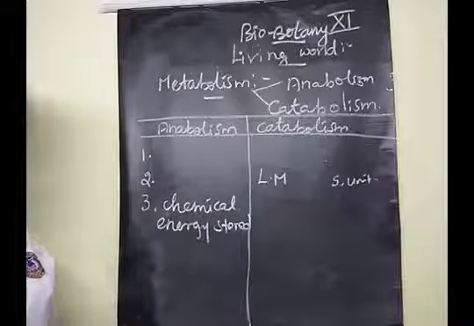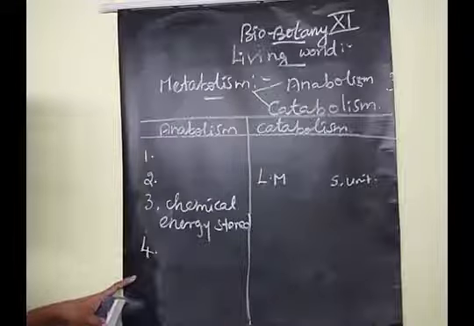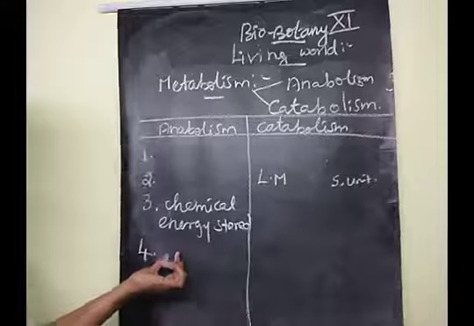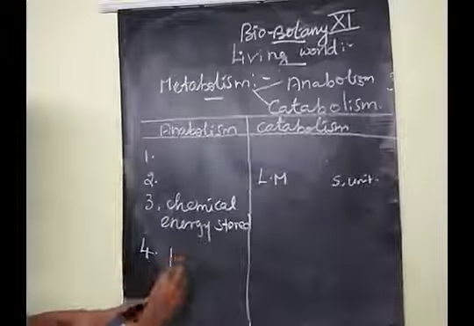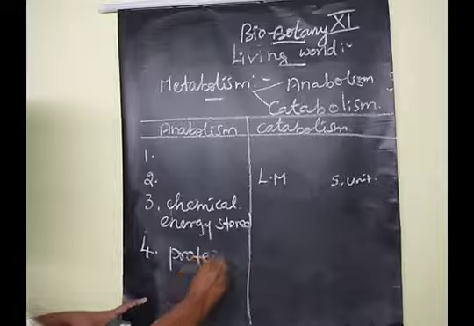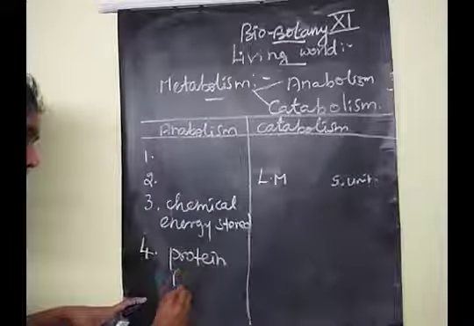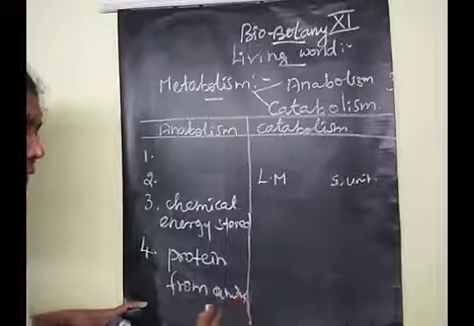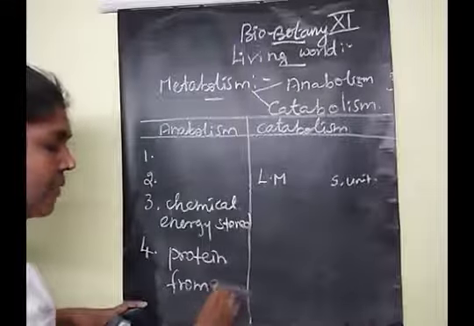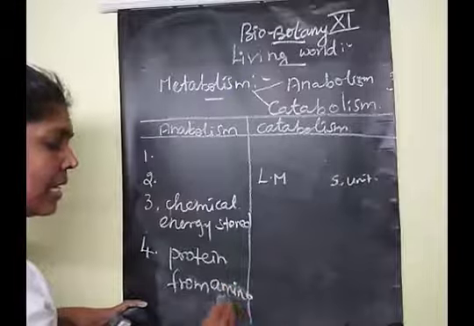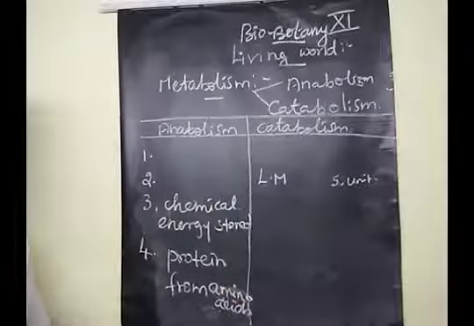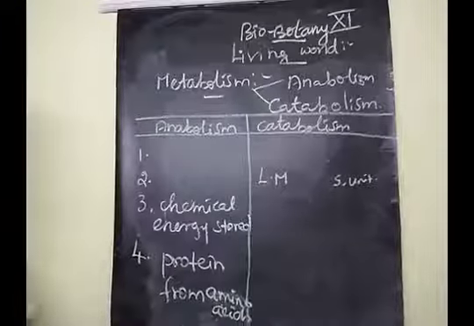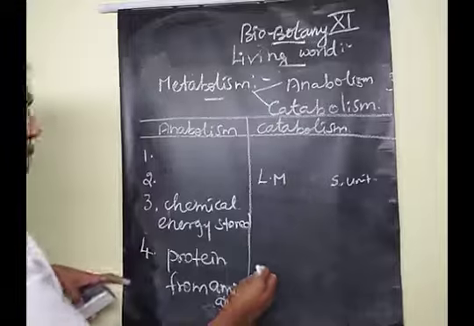Clear, children? Yes. The next one is the anabolism process. I am going to give one example: the production or synthesis of protein molecules from small units of amino acids. Am I correct? The smaller units of amino acids form the complex molecule, protein molecules. Clear, children?